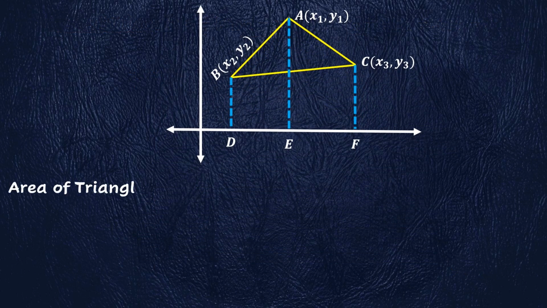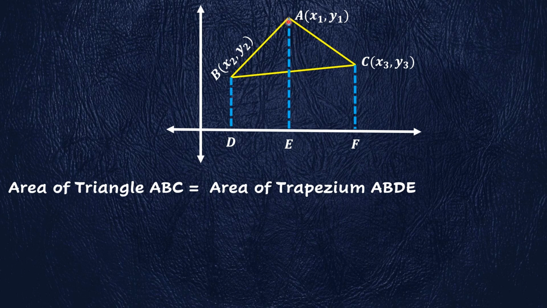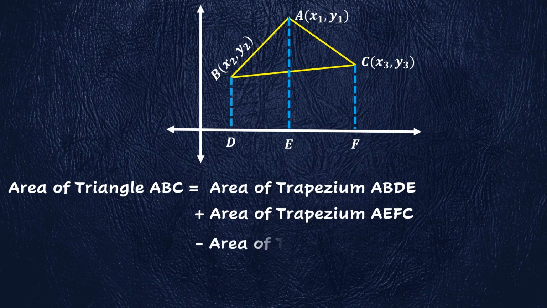The area of this triangle ABC will be equal to the area of trapezium ABDE plus the area of trapezium AEFC minus the area of trapezium CBDF. From this formula, we shall obtain the area of triangle ABC.